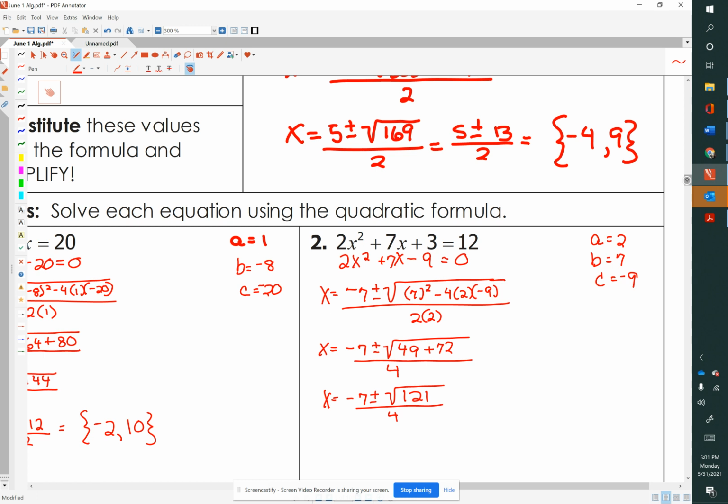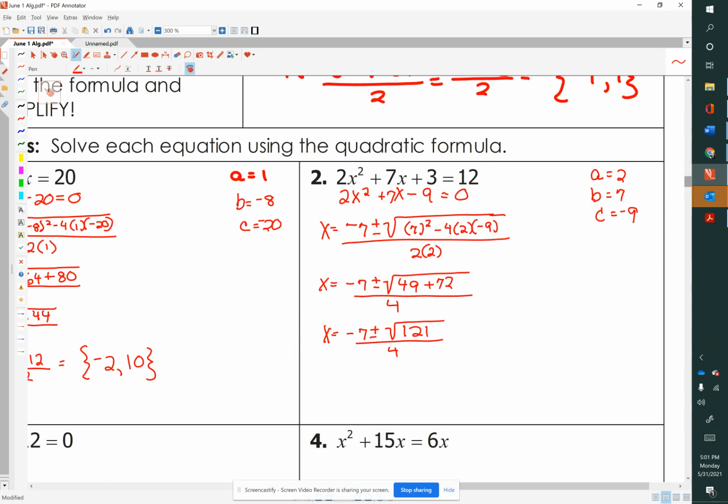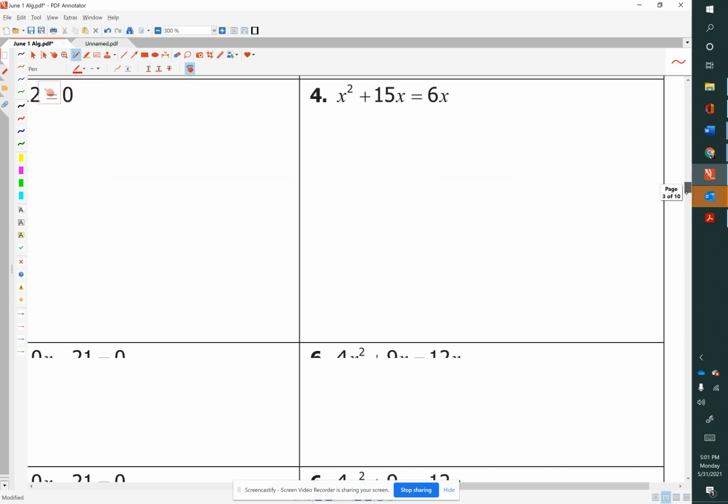Let's move our paper down a little bit. I think I can squeeze another row in here. So -7 plus or minus the square root of 121, which is 11, divided by 4. Then our final answer will be a fraction, -9 over 2. Remember, we leave the improper fractions as they are. That's our final answer. So let's go on to number 3.